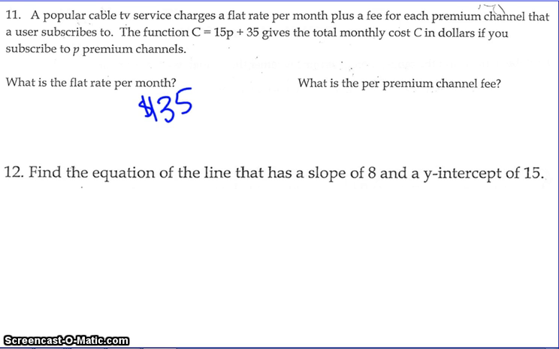And then what you get a choice on, or what changes, is how many premium channels you want in the month. That's the variable. So what's the per premium channel fee? That's the $15 that you pay for every premium channel. That's in addition to what doesn't change. So again, looking at that, what does it mean when we have slope, and what does it mean when we have y-intercept?